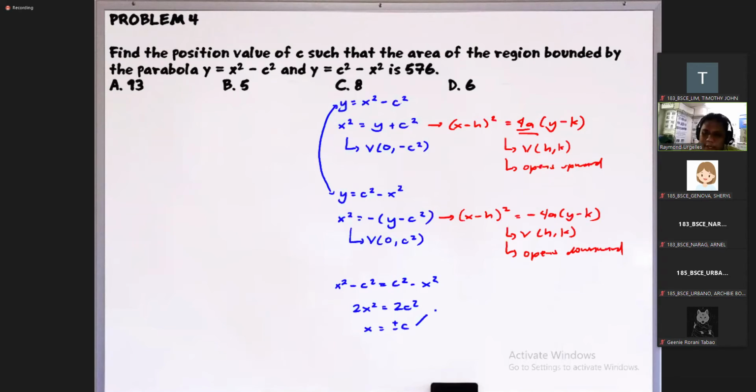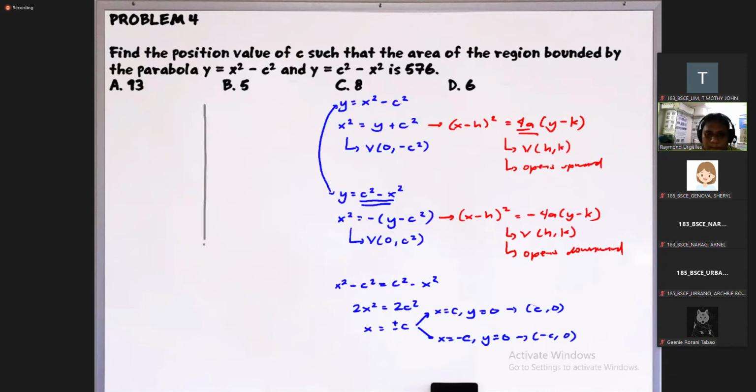Diba? So for x is equal to positive c, ano ilalabas na value ng y? So we can just use this equation. So y is equal to 0. Diba? Kasi x, c, so c squared minus c squared is 0. Pag ang ginamit naman natin is x is equal to negative c, ganun din yung lalabas na y. Y is 0. So therefore, this is at c0. Then this one is at negative c0. Okay? Okay ba?